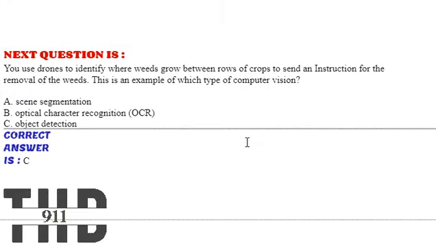Our next question. You use drones to identify where weeds grow between rows of crops to send an instruction for the removal of weeds. This is the example of which type of computer vision? Option A, scene segmentation. Option B, optical character recognition. Option C, object detection. The correct answer is option C.